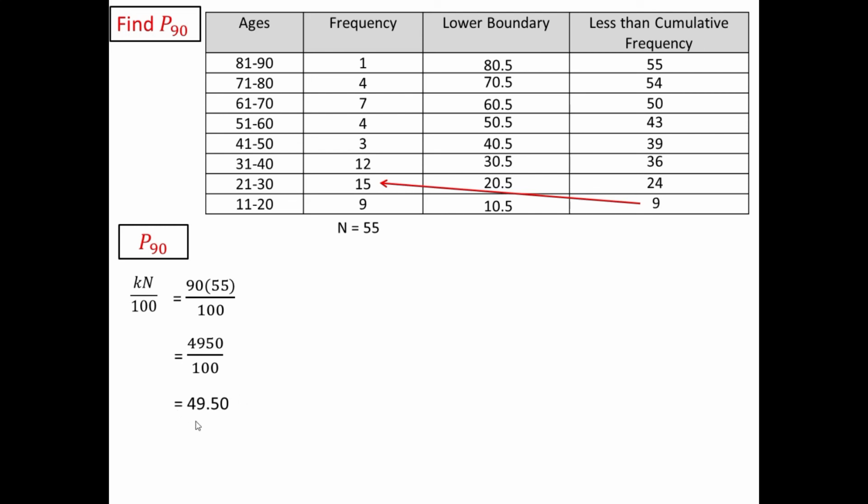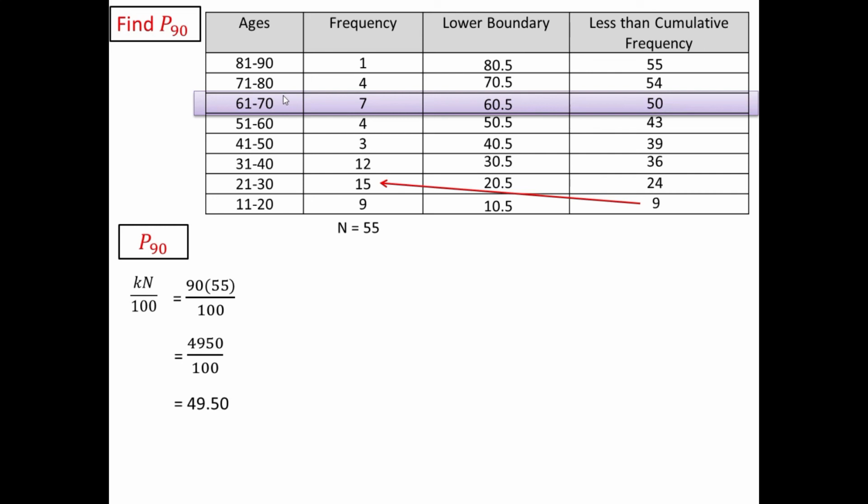Alin dito? So, alin ang pinakamalapit na greater than or equal kay 49.50? Si 9 hindi kasi less than siya. 24 hindi dahil mas mababa siya kay 49.50. Si 36 hindi, mas mababa pa rin yan. Si 39 hindi rin, mas mababa kay 49.50. Si 43 hindi kasi mas mababa siya kay 49.50. Ayun, si 50 ang pasok. So, ito yung ating 90th percentile class.